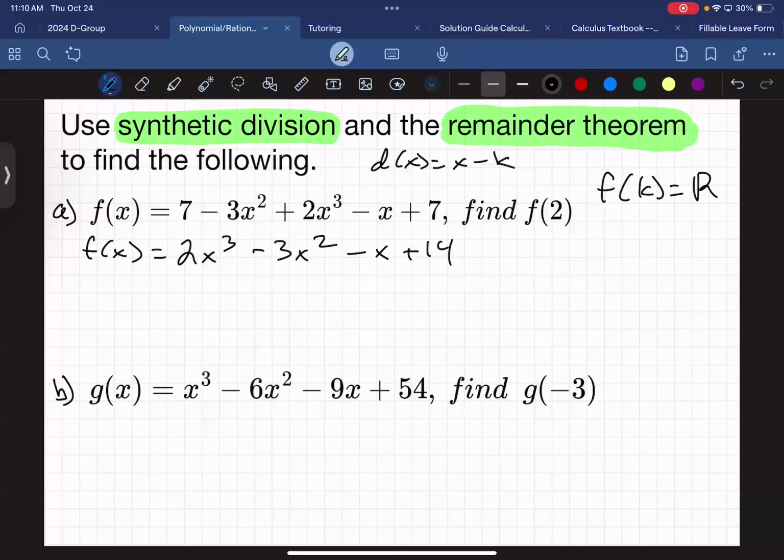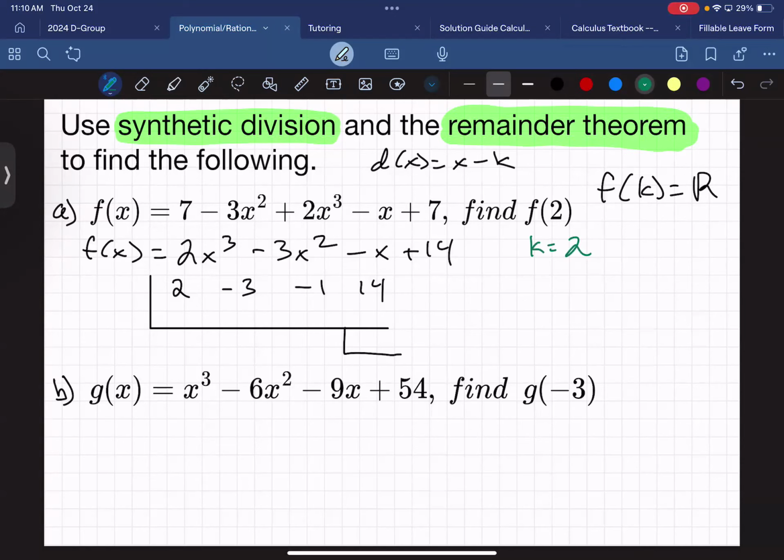Now, with that said, that's my function, right? So if I go set up the synthetic division, we want to make sure we put up here 2, -3, -1, 14. I'm going to put my box right under the 14. What's the part that I need now? Right, that's my k value, right? So when you see this, we're assuming then k is 2. That's what we're going to put on the outside.